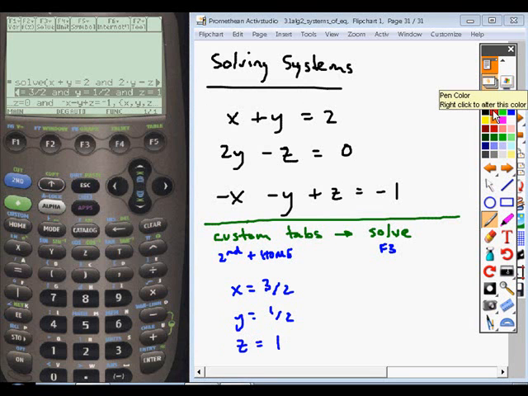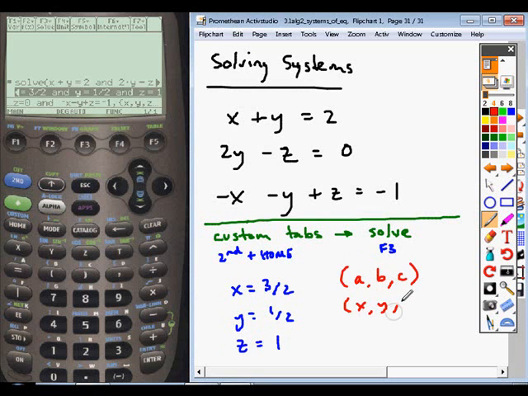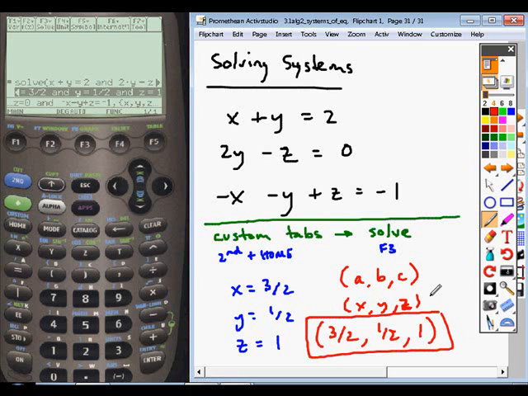And so the way that I probably ask you to enter these is I might ask you to enter it in this form, and I might say X, Y, Z. And so when you enter this, you enter it as an ordered triple. We didn't graph any of these 3-dimensional plots, but you simply take 3/2, followed by 1/2, followed by 1, close it off, and that's how you would enter your information.